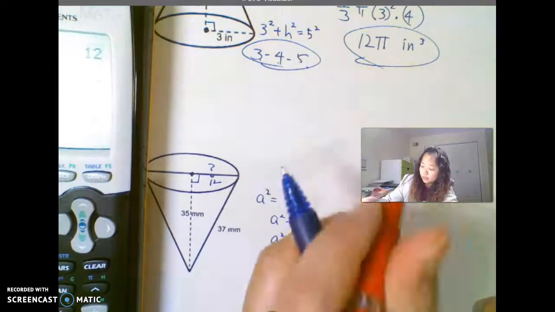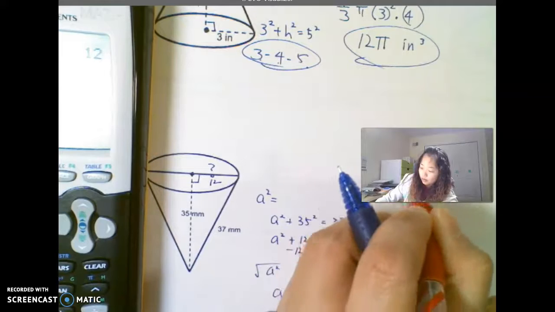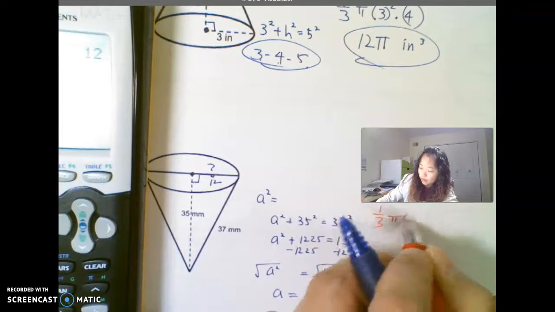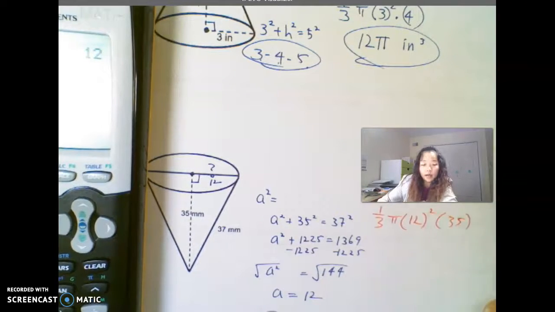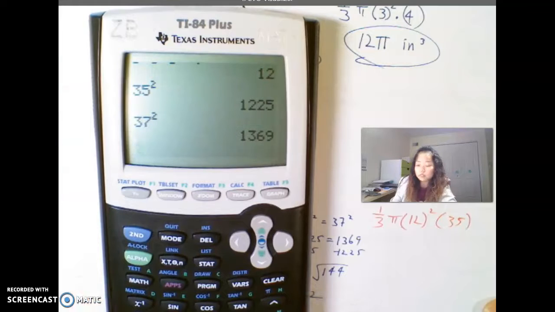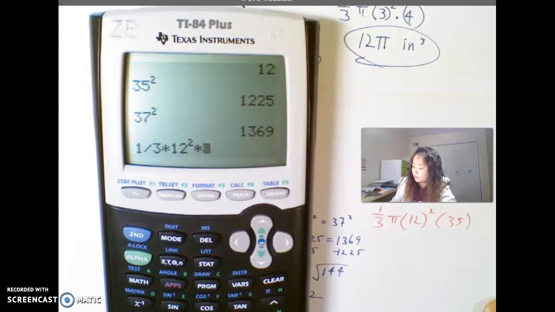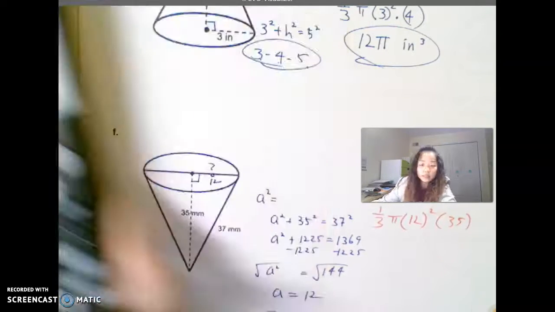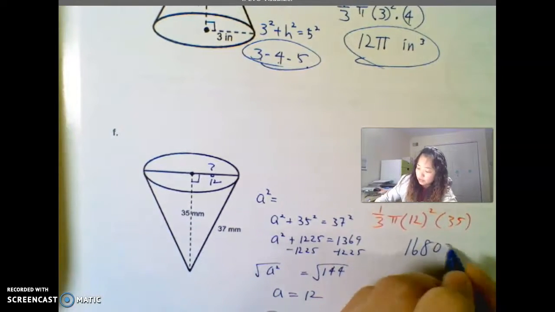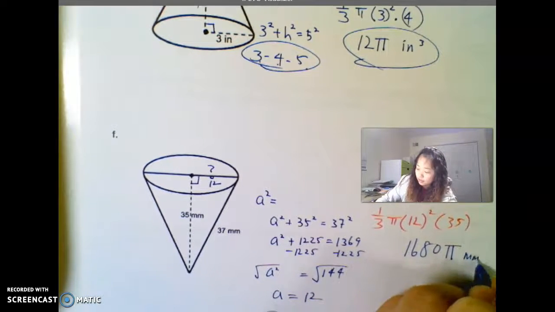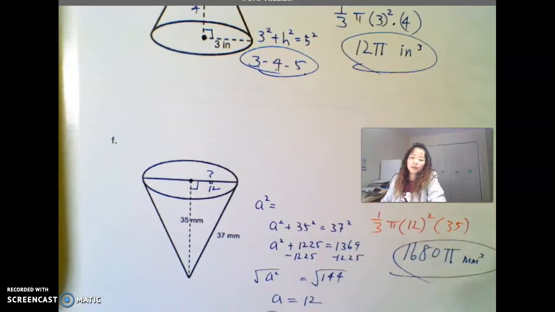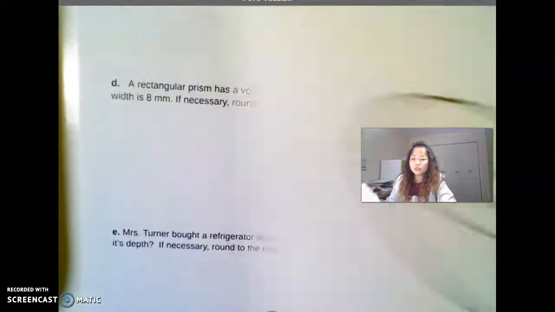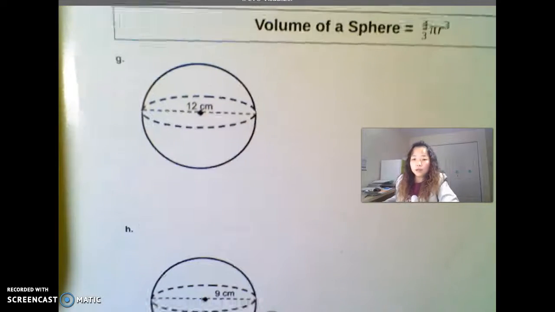So then it'll be 1/3 pi r squared h. 1/3 pi 12 squared times 35. The height, not the slant height. So please be careful. So 1/3 times 12 squared times 35. 1680. So it'd be 1680 pi millimeter cubed. Done.